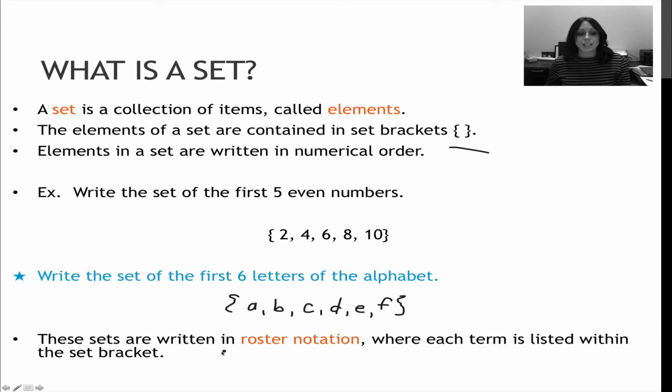The way that we are writing these is called roster notation. So just like if you're a sports fan and you have a sports roster, it's a listing of all of the players on the team. Roster notation is a listing of all of the elements in the set. As I said, typically from least to greatest if you're dealing with numerical data.